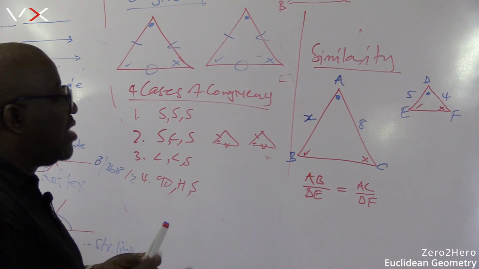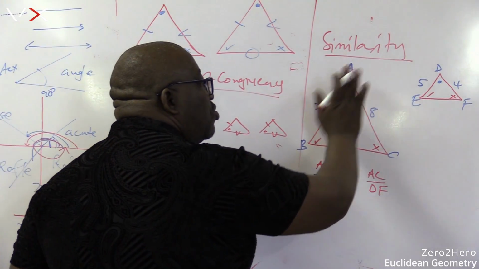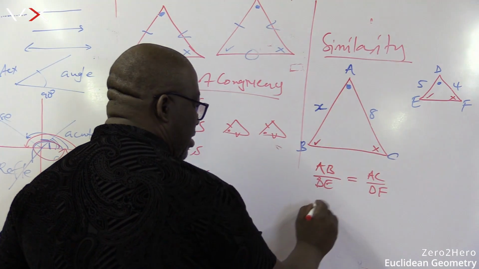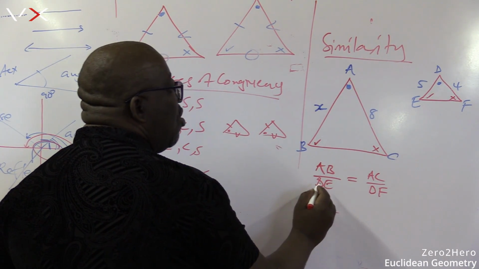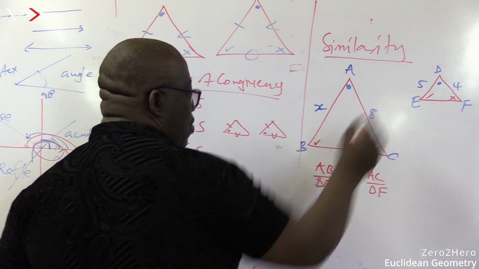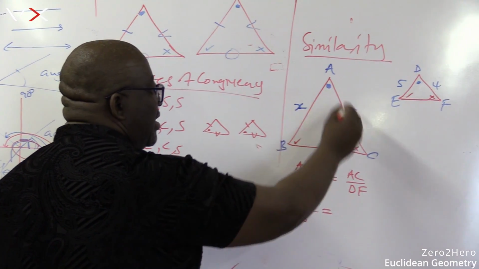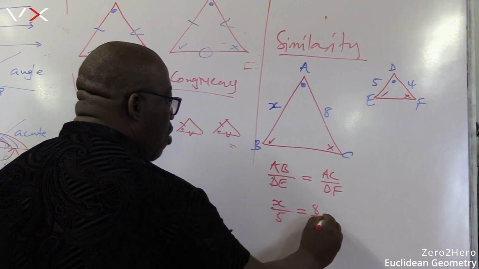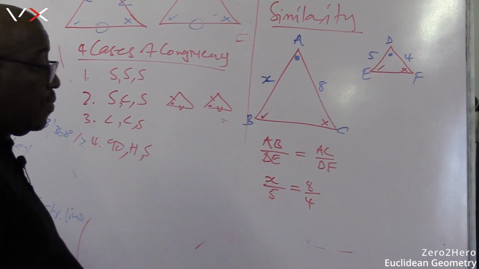Let's solve for x. How do we go about solving for x in a problem like this one? We know that since the two triangles are similar, then x, which is AB, over DE. What do we see in DE? We see 5. That is equal to AC over DF. What do we see in AC? We see 8. What do we see in DF? We see 4. Then you solve for x.